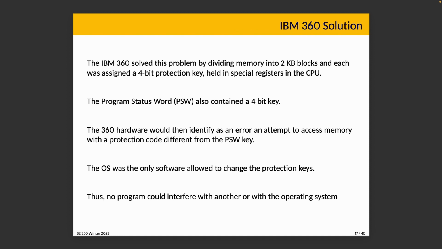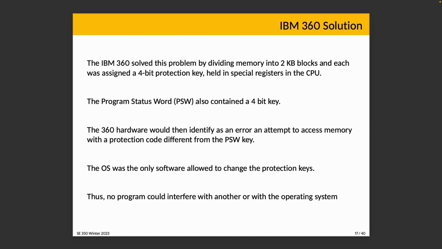So, in ancient history, this problem was solved in the IBM 360 by keeping track of some additional information. The IBM 360 divided memory into 2 kilobyte blocks. The 2048 that I mentioned earlier was not a coincidence. It assigned each of those a 4-bit protection key held in a register on the CPU, and the program status word also contains the 4-bit key. So this is your way of saying, all right, this memory is mine, there are others like it, but this one is mine, making it easy to tell whose is what, so to speak.